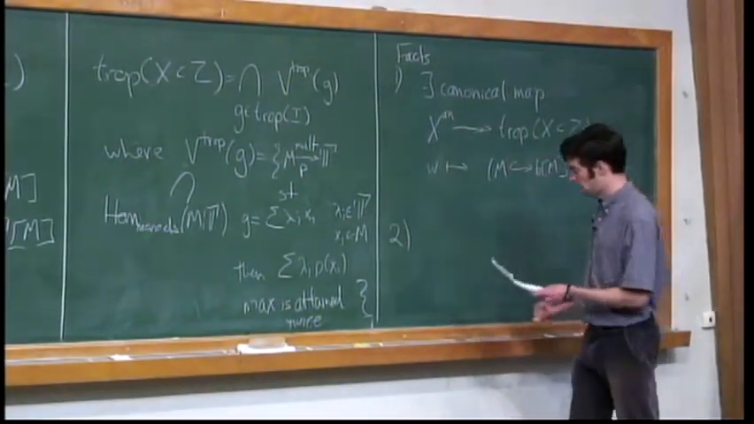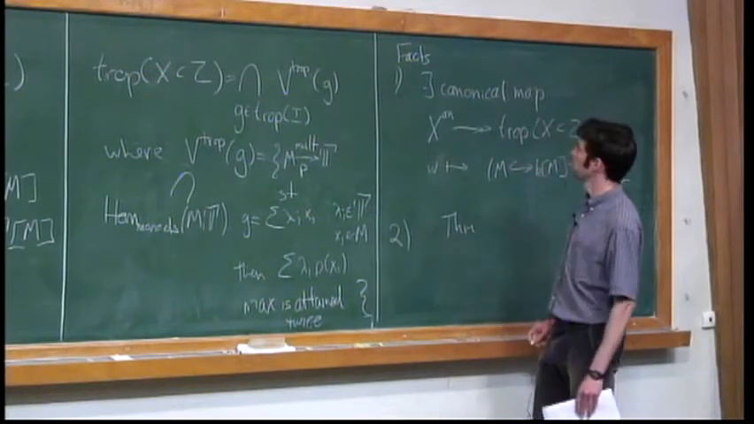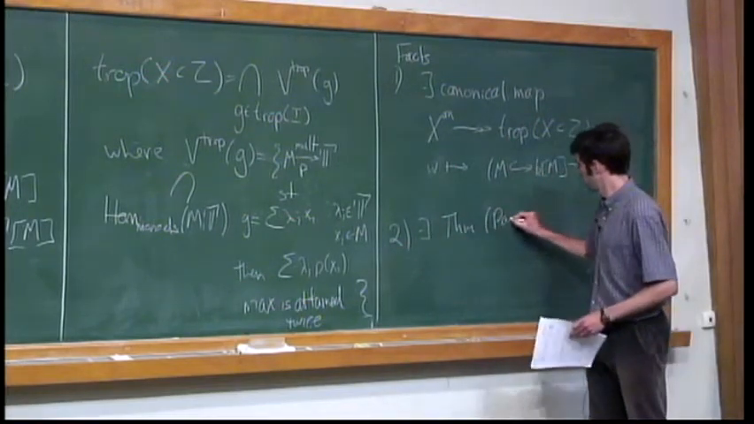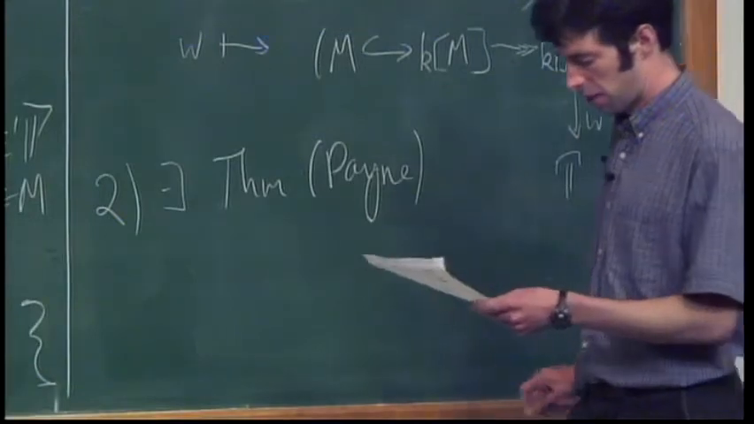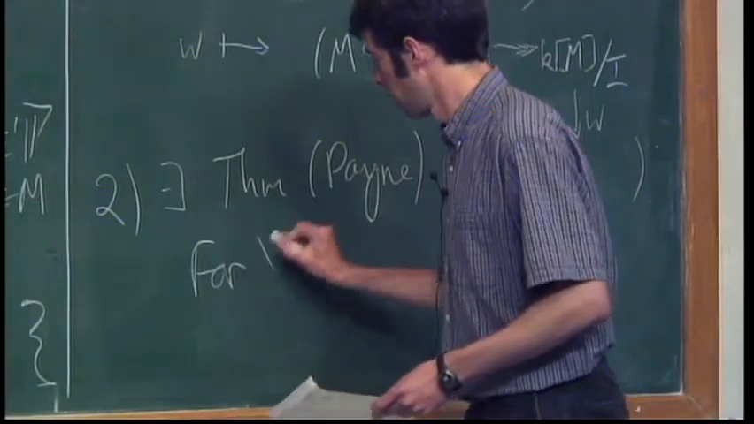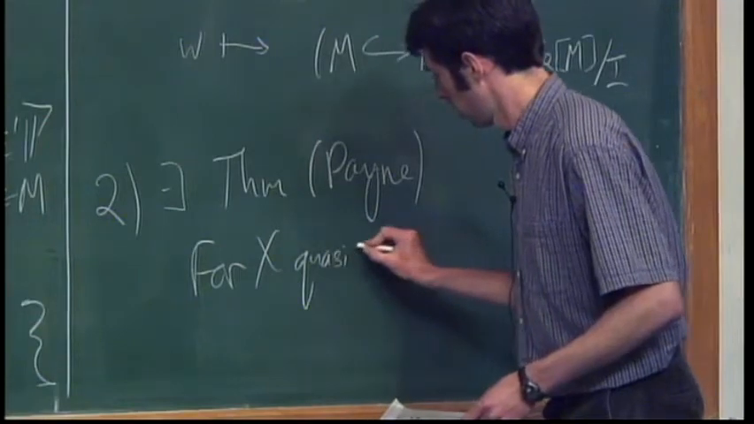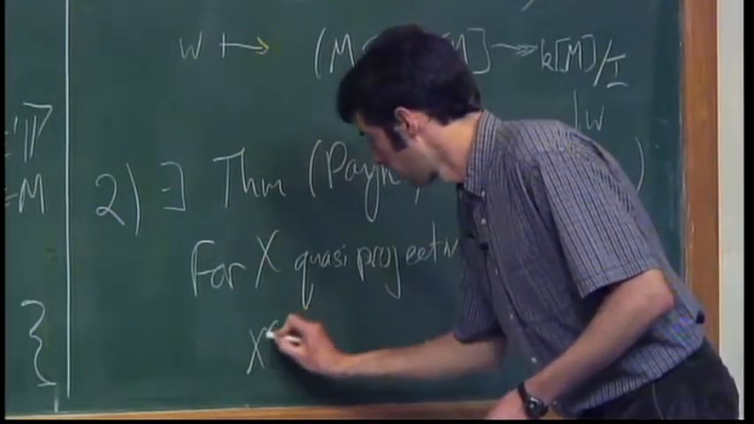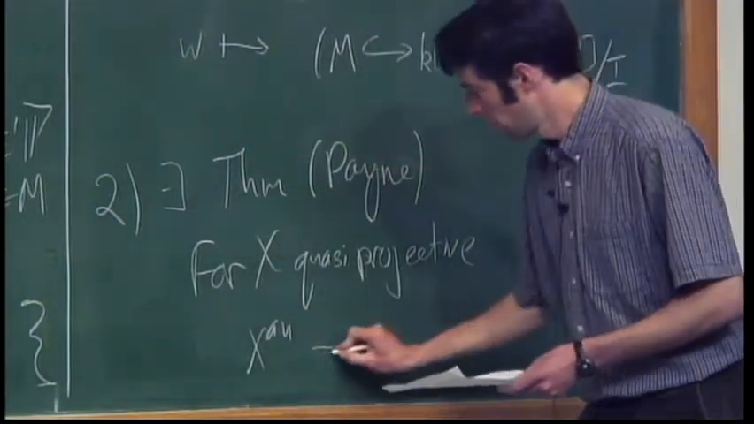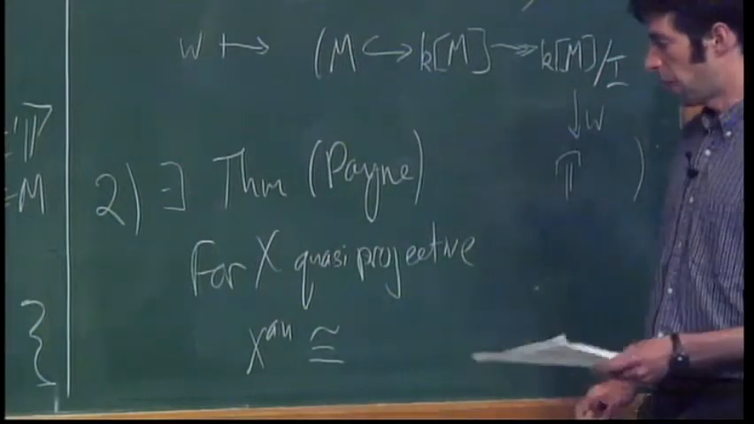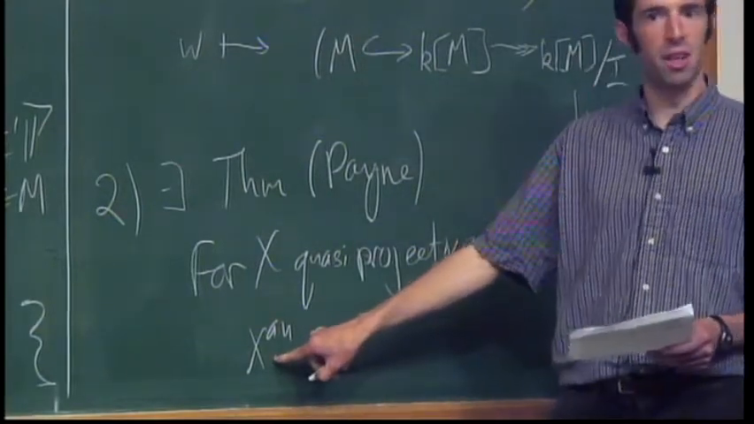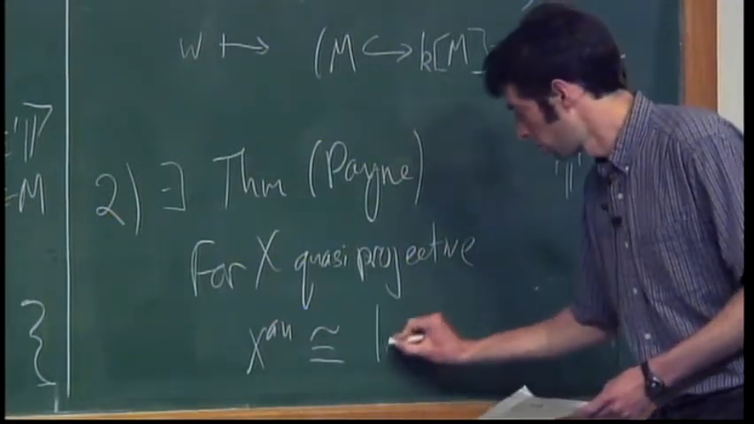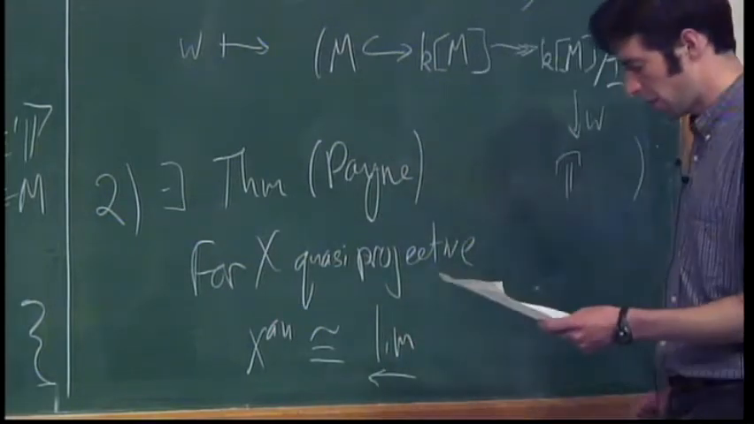And the second fact is a theorem. Actually, the theorem is a theorem, not a fact, so I should say the second fact is there exists a theorem due to Sam Payne, which says that for X quasi-projective, the analytification is actually in bijection with it. In fact, with the Berkovich topology on this, which Matt mentioned in his talks, the analytification is actually homeomorphic to the inverse limit.